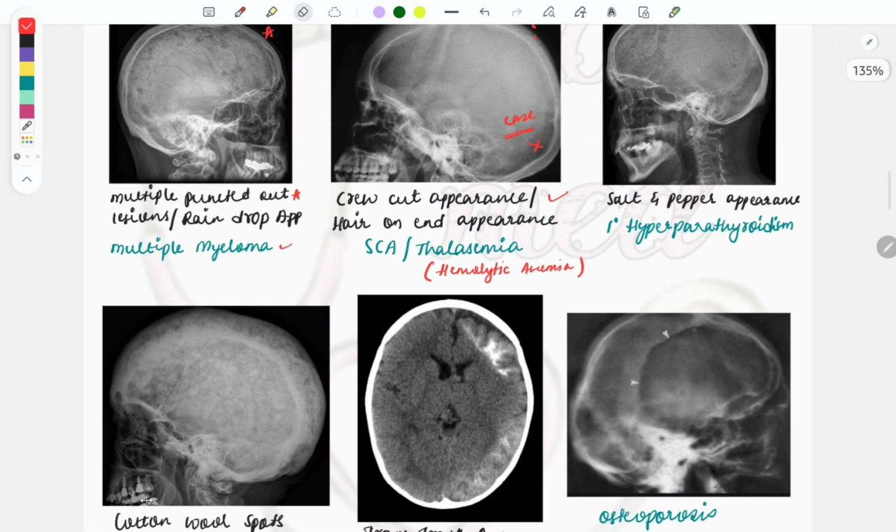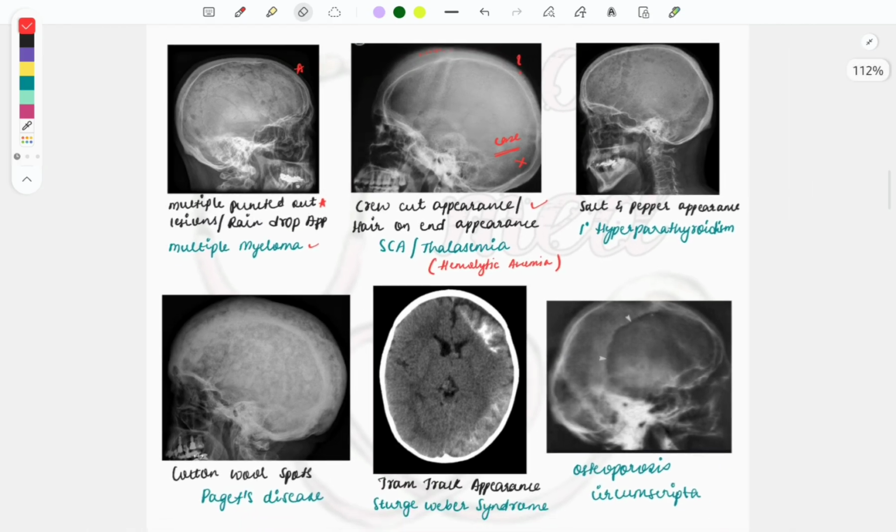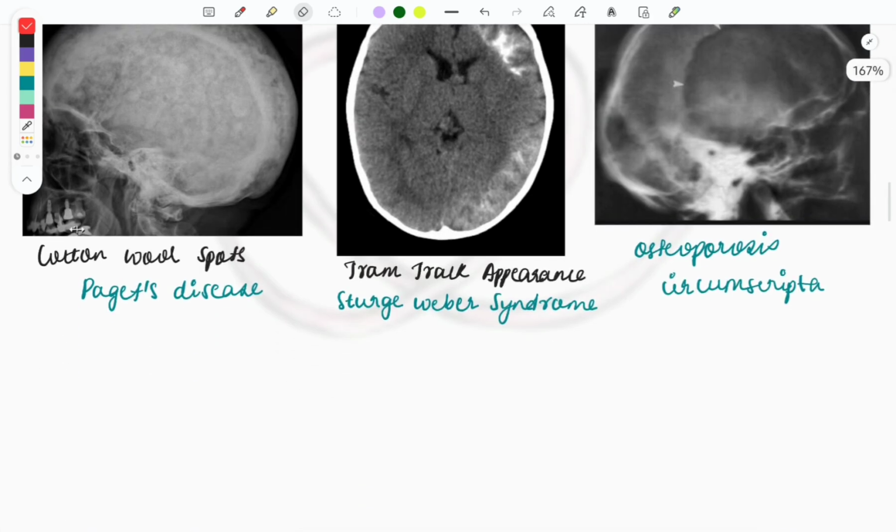Suddenly you cannot differentiate between all these skull bones. So I would suggest you go through this video 2 or 3 times, look at the images 2 or 3 times, so that it will be imprinted in your brain. Okay, so that is seen in Paget's disease.